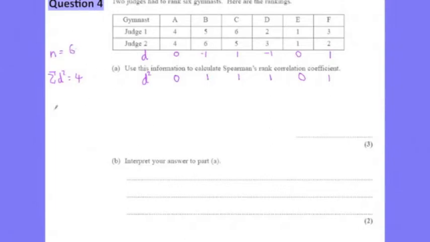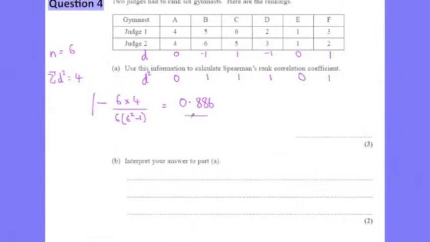So we're going to substitute these two values into the formula that we have to calculate the Spearman's rank correlation coefficient. 1 subtract 6 times 4, divided by 6 bracket 6 squared minus 1. This gives us an answer of 0.886. We're then asked to interpret this answer.